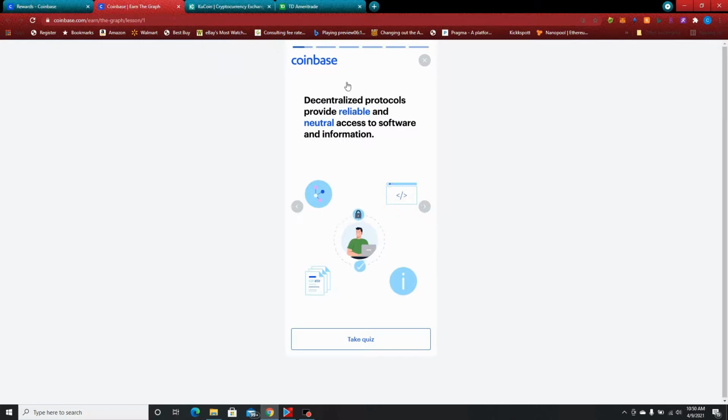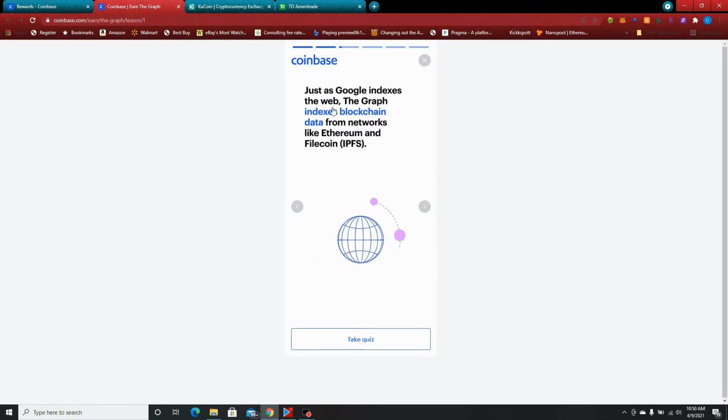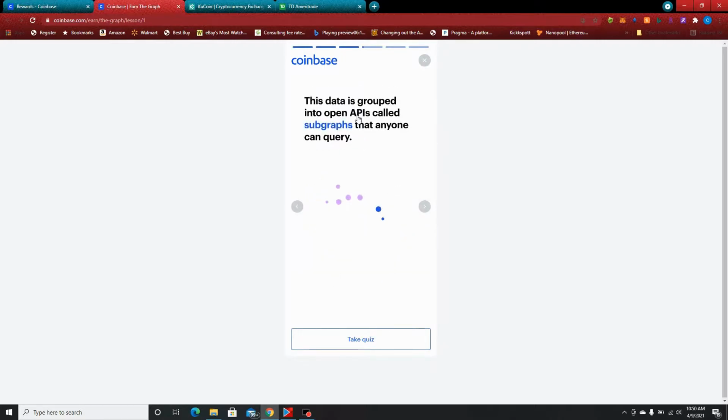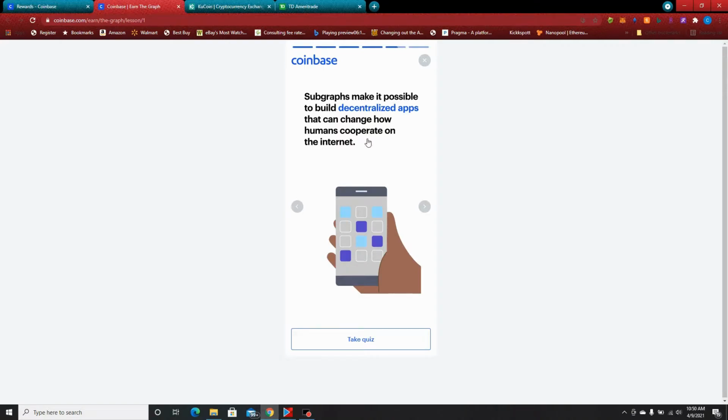Earn the graph. Decentralized protocols provide reliable and neutral access. The graph is a decentralized protocol for indexing and querying data. Okay, I'm reading too slow. It makes this data easily accessible for all. Just as Google indexes the web, the graph indexes blockchain data from networks like Ethereum and Filecoin. This data is grouped into open APIs called subgraphs that anyone can query. Subgraphs make it possible to build decentralized apps that can change how humans cooperate on the internet.